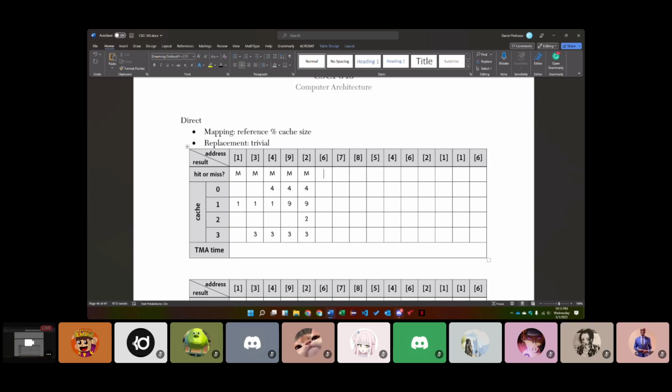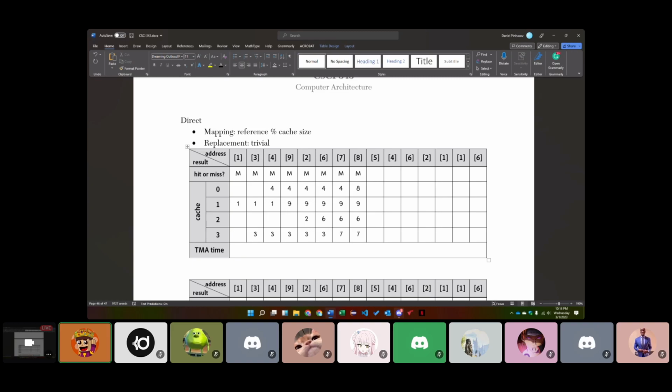Then 6 is also a miss. It goes in 6 mod 4, which is 2. So it just kicks out 2, goes in location 2. 7's a miss. 7 mod 4 is 3. Kicks out 3 from location 3. 8's a miss. 8 mod 4 is 0. In location 0 we have 4. We kick out 4.